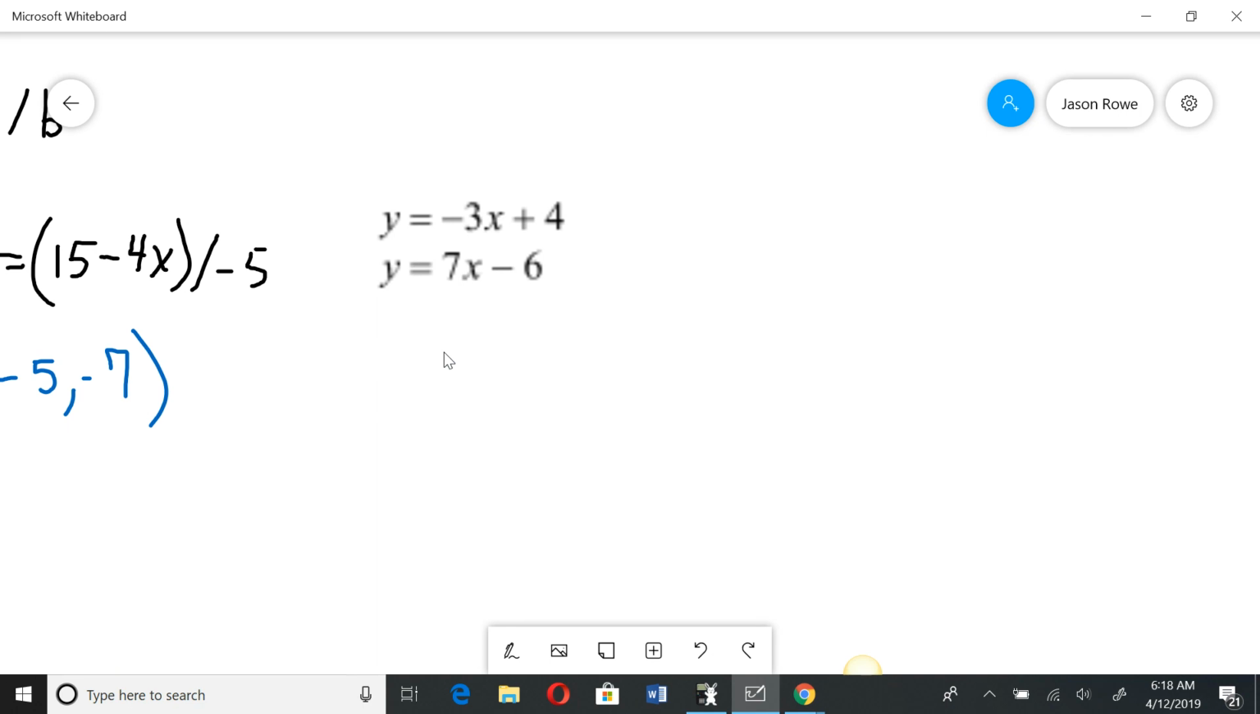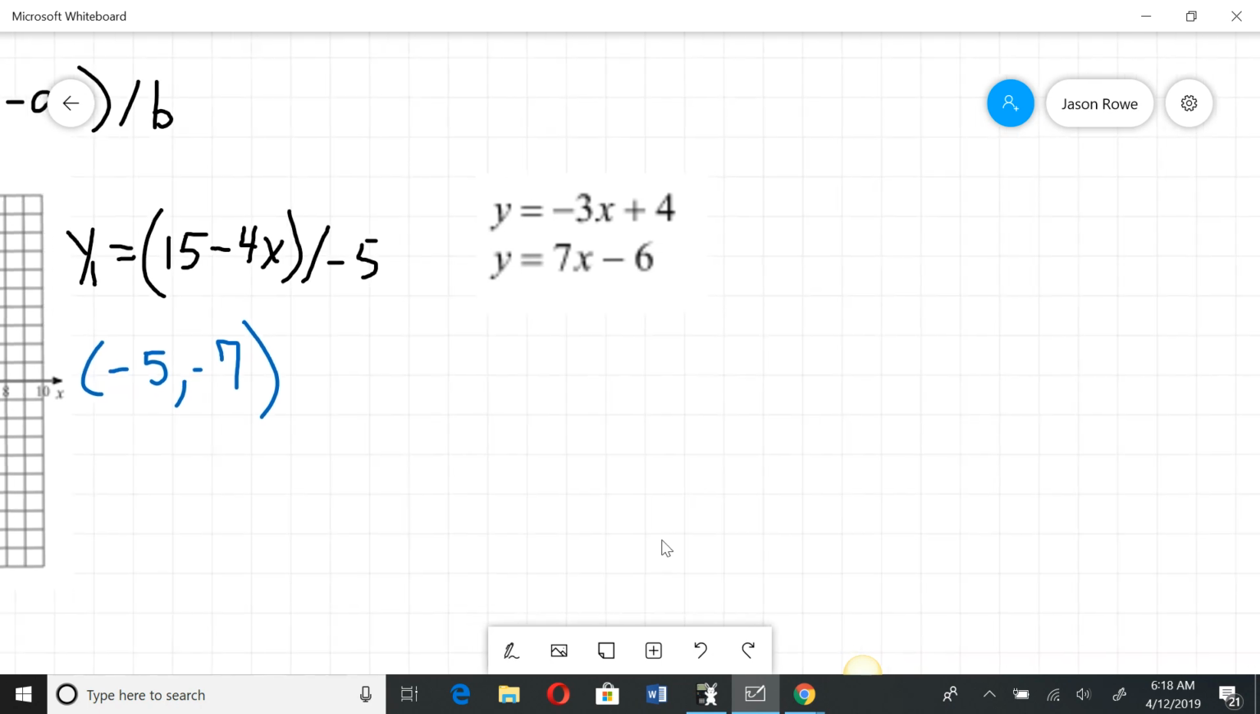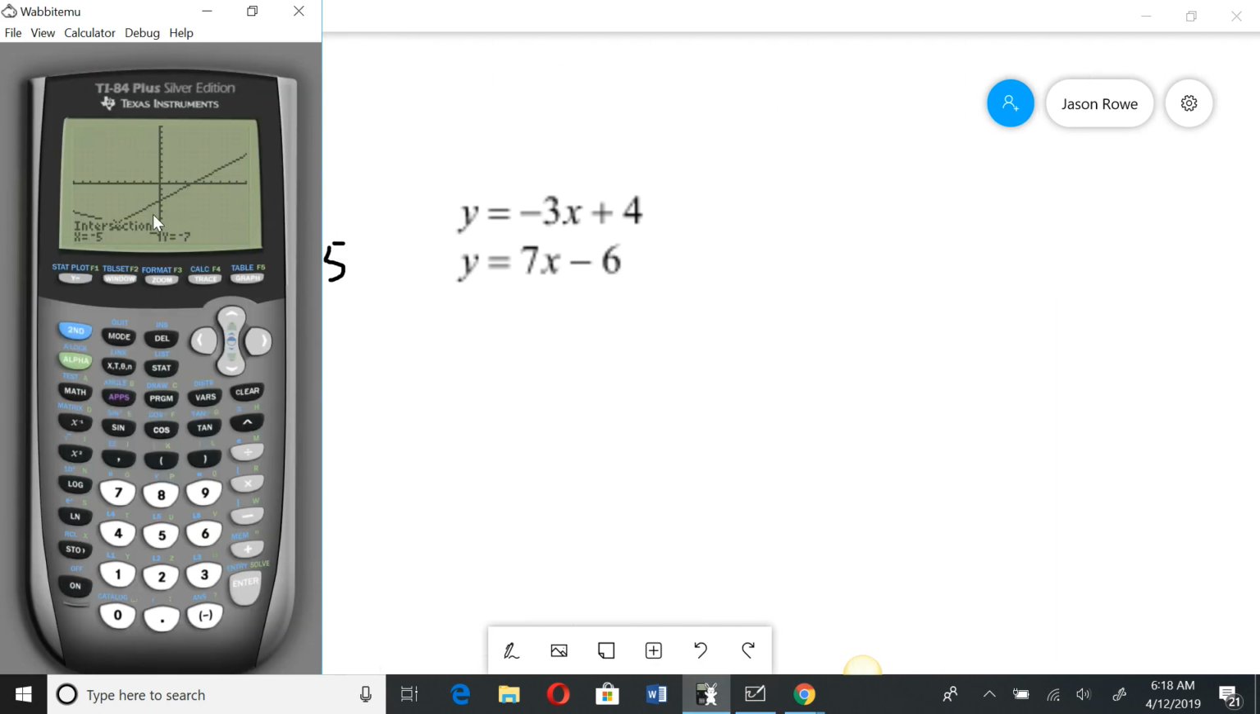So now, if you're asked to solve by substitution, you need to show your work for substitution. But you can check your work using the graphing calculator. So here's my graphing calculator again. I'm going to go back to y equals. I'm going to clear those equations out. I'm going to type these equations in just like they are. So negative 3x plus 4, 7x minus 6. See, I'm doing this very quickly.